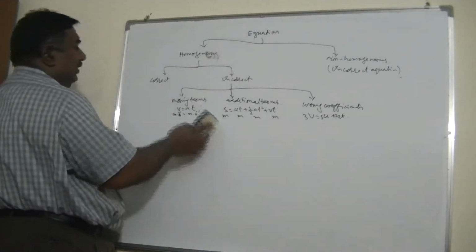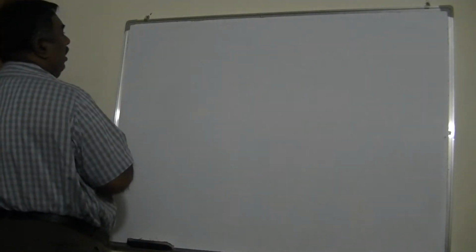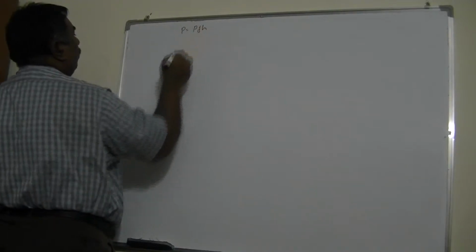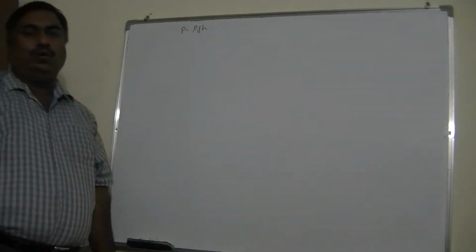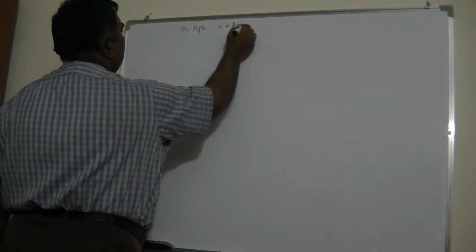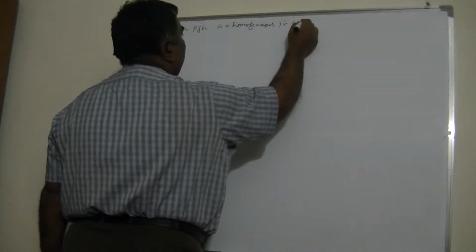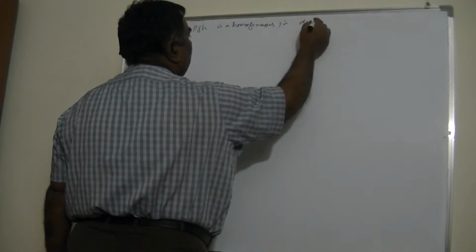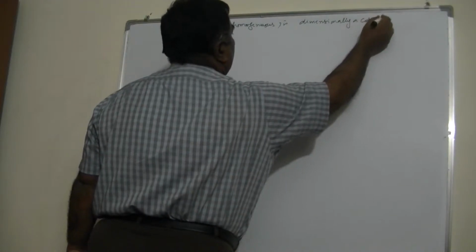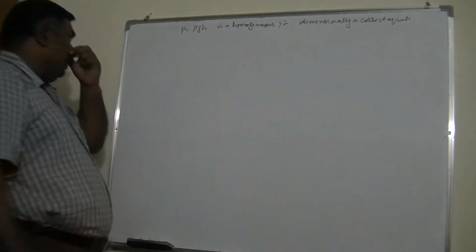Now examiners usually give some equations and ask whether it's homogeneous or not. The famous equation is P is equal to rho GH. You have to show that P equals rho GH is a homogeneous equation, or he may say it is dimensionally a correct equation. When he says dimensionally correct equation, it means it is homogeneous with respect to units.